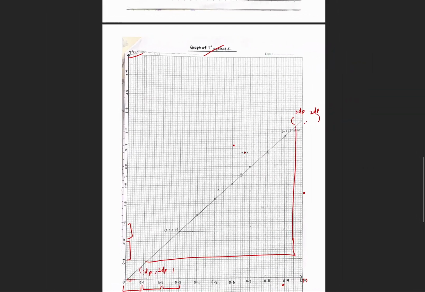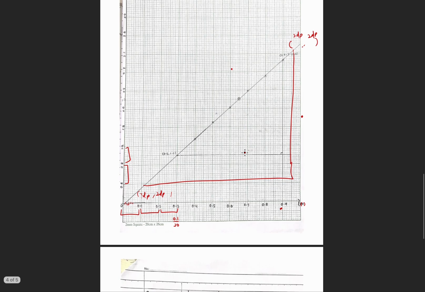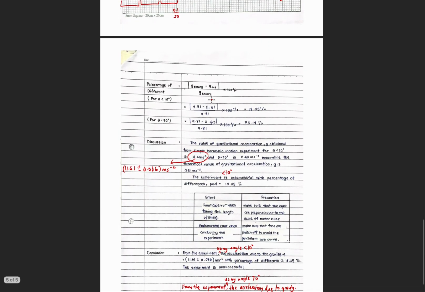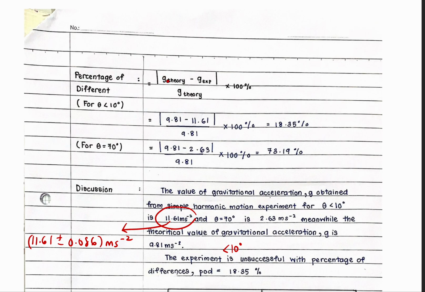So back to your graph. Your graph, make sure sebaik-baiknya kita jangan ambil lah point yang awak plot. Okay, and then lepas sudah cari tu, next thing we need to do is kita cari percentage of difference lah, which is kita ambil G theory tolak dengan G experiment. G theory kita is set lah, which is 9.81 ms negative 2. Okay, so kita masukkan sahaja 9.81 and then experiment kita dapat 11.61, so kita dapat 18.35%. And for this one sama juga, kita dapat 2.63, so kita dapat 73.19%.